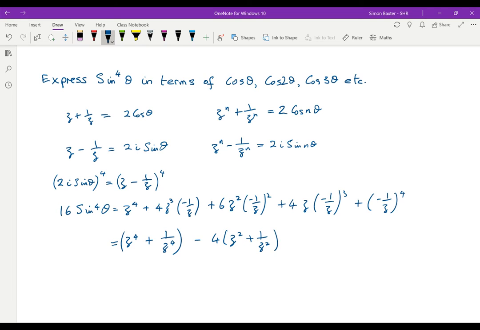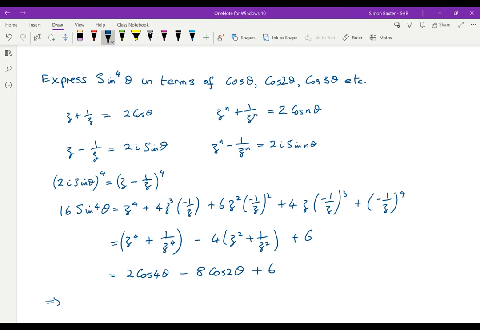Oh, I like that. And in the middle, we've got 6z squared over z squared, and it's positive. So that's plus 6. This is going to be z to the 4 plus 1 over z to the 4 is going to be 2 cos 4 theta. This is going to be 2 cos 2 theta, so let's just put those in. 2 cos 4 theta minus 4 times 2, 8 cos 2 theta plus 6.